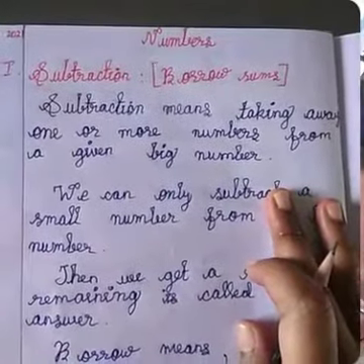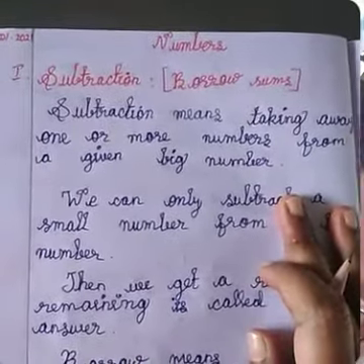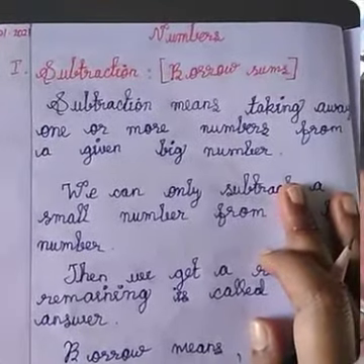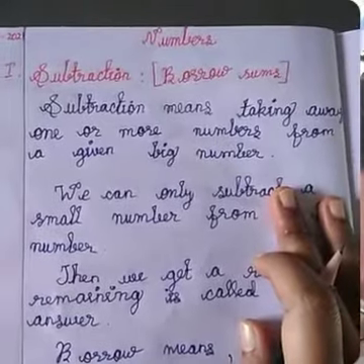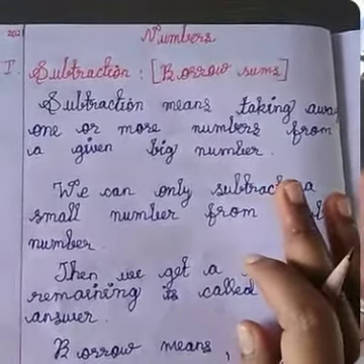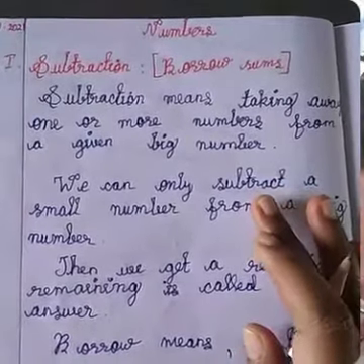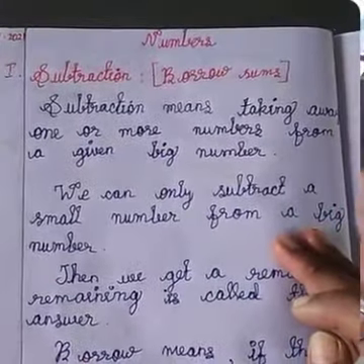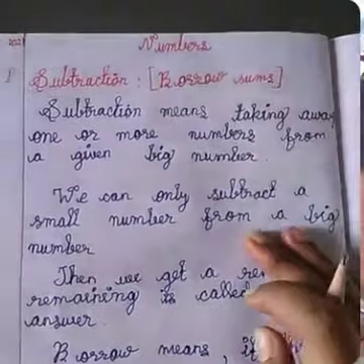Today we are going to learn the subtraction sum in the second lesson, numbers. You already know the addition sums, and you already know the subtraction sums from the first term also. You know subtraction with the normal sums. Subtraction means what? We subtract a small number from a big number, we get a remaining, and the remaining is the answer.